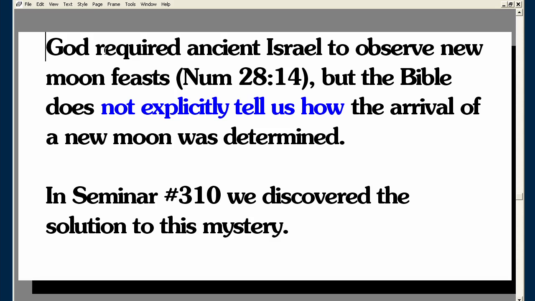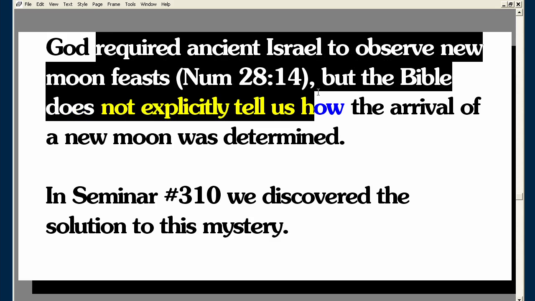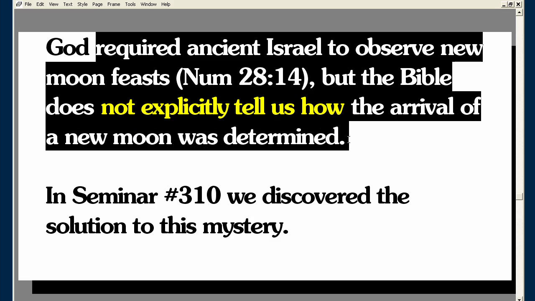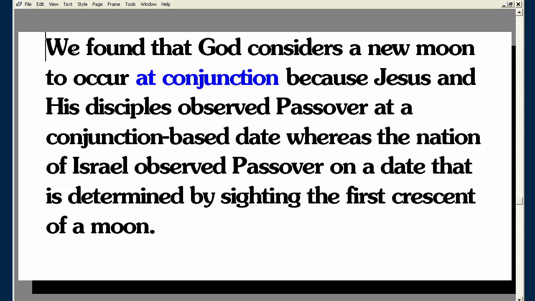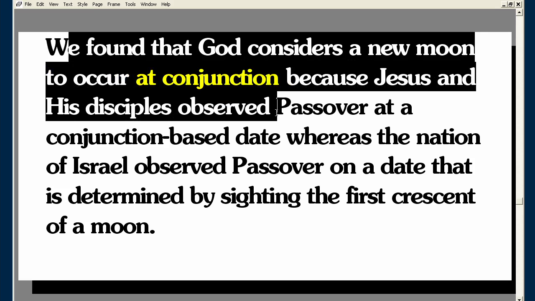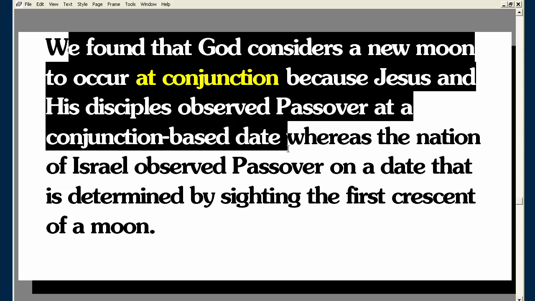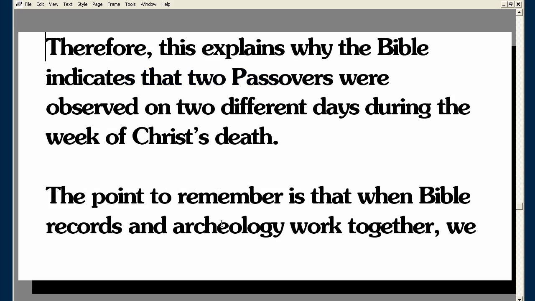God also imposed other timing considerations on Israel. For example, God required ancient Israel to observe new moon feasts in Numbers 28:14. But the Bible does not explicitly tell us how the arrival of a new moon was determined. In seminar number 310, we discovered the solution to this mystery. We found that God considers a new moon to occur at conjunction, because Jesus and his disciples observed Passover at a conjunction-based date, whereas the nation of Israel observed Passover on a date that is determined by sighting the first crescent of a moon.